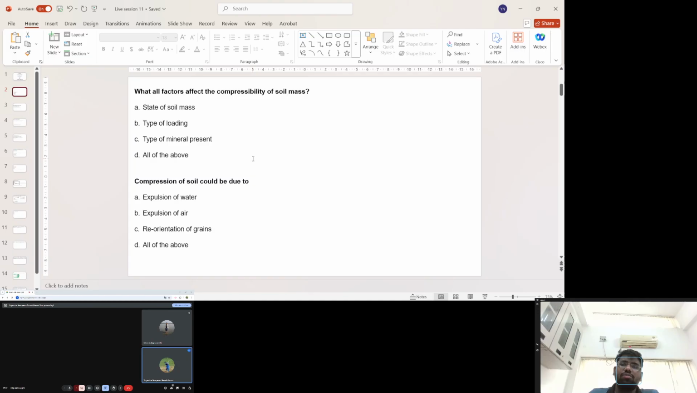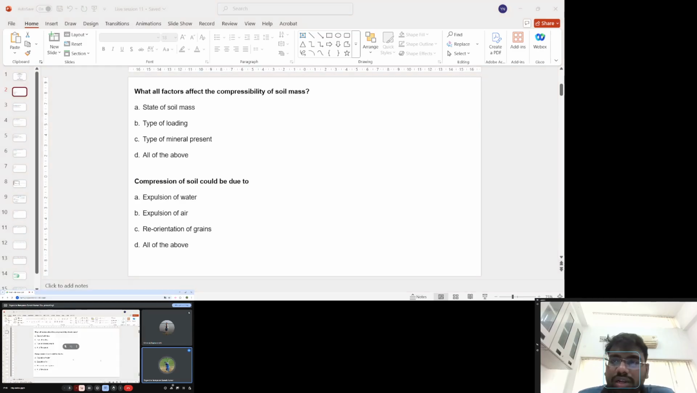So the first question: what are all the factors that affect the compressibility of the soil mass? State of soil mass, type of loading, type of mineral present, all of the above. Any guesses or any idea based on the concepts that have been taught? What are all the factors that affect the compressibility of the soil mass? Any answers?